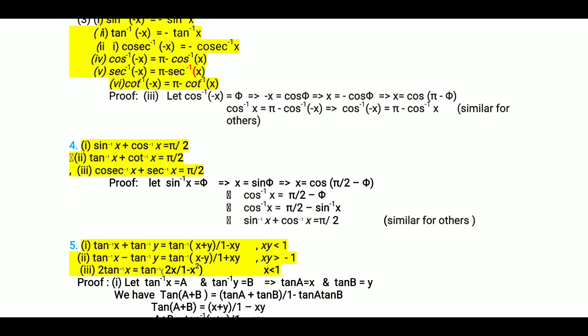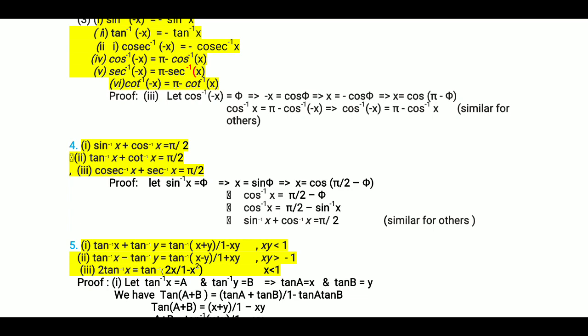Now property number 4. First, sin inverse x plus cos inverse x is equal to pi by 2. Second, tan inverse x plus cot inverse x is equal to pi by 2. Third, cosec inverse x plus sec inverse x is equal to pi by 2. I am taking the proof of the first one.